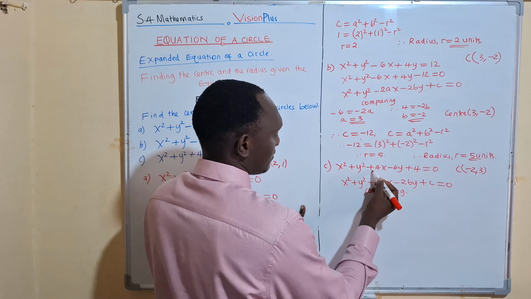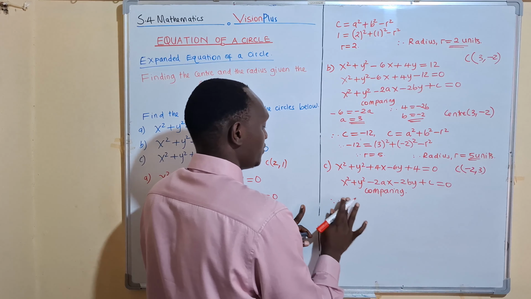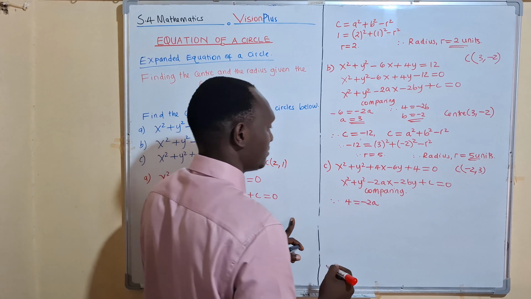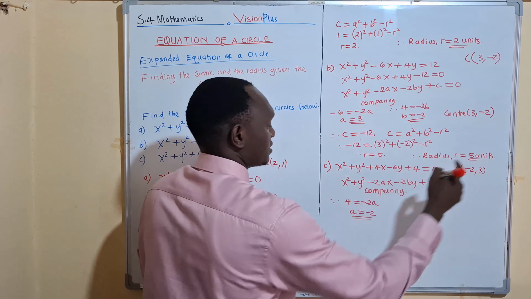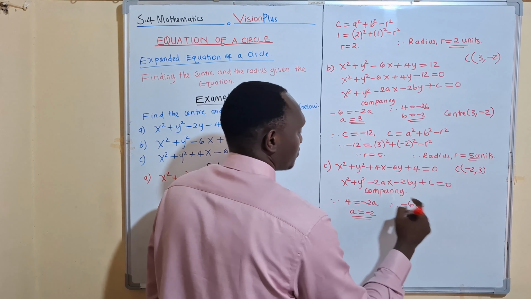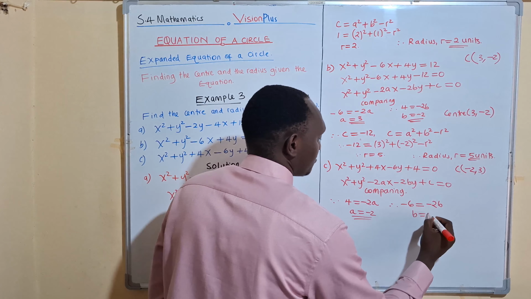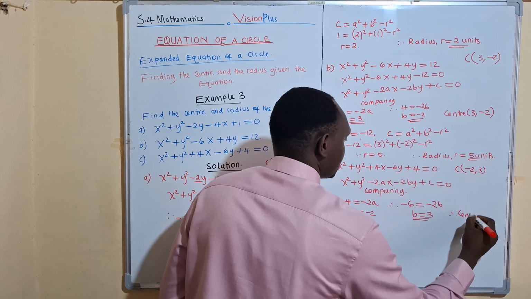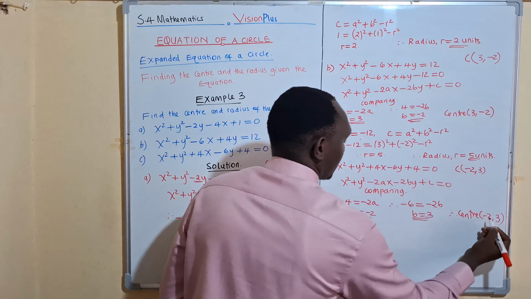you see that positive 4 corresponds to negative 2a. So 4 equals negative 2a. Divide by negative 2, we find that a equals negative 2, which is there. And also negative 6 corresponds to negative 2b. Then you find that b is positive 3, which is there. Then you say now therefore my center is negative 2 and 3, just in that manner.